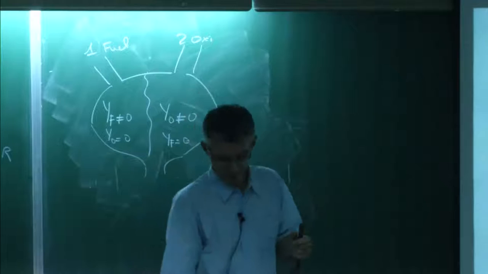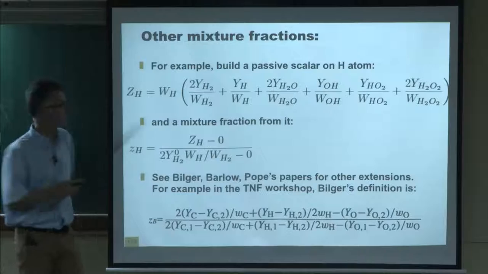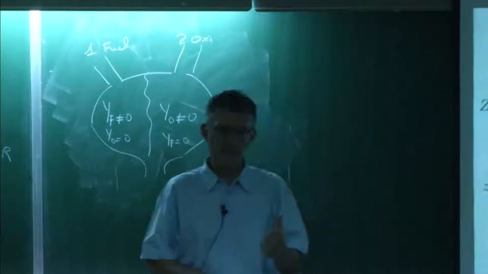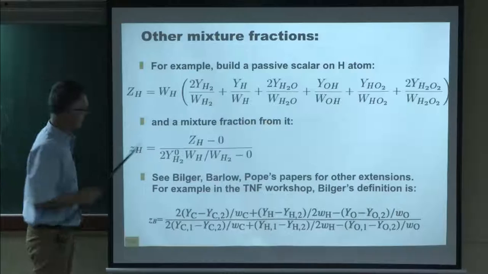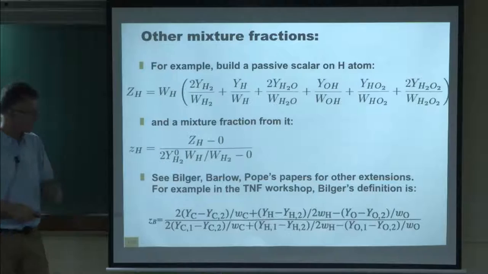For example, if you want to build something on hydrogen, you're going to look at all the places where you can find hydrogen in this flame. So you have hydrogen in H2, in H, in H2O, in OH, etc. So you build a mixture fraction which contains all the mass of the H atom, wherever it is. And you say this is a mixture fraction, because you scale it the right way. If you look at Bilger and Pope, they have defined also a mixture fraction which they consider to be the best. It's a mixture fraction based on carbon, hydrogen, and oxygen, and they say it's a reasonable mixture fraction.